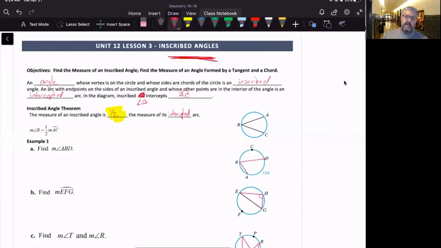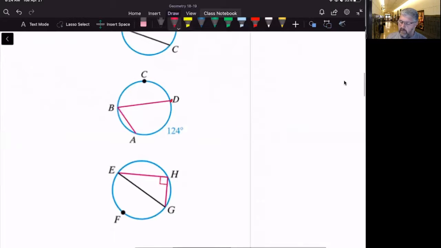So for our first example, we're trying to find the measure of angle ABD. So we're looking to find this angle here, ABD. Well, if its intercepted arc is 124, that means that angle is going to be half of that. So that means that angle is going to be 62 degrees, half of whatever its arc is.